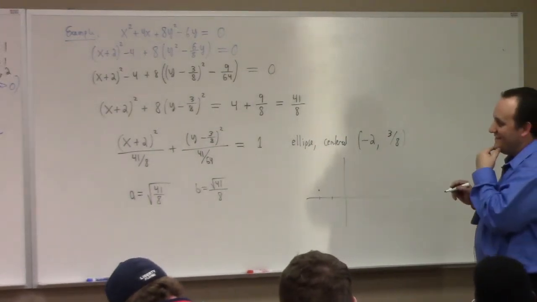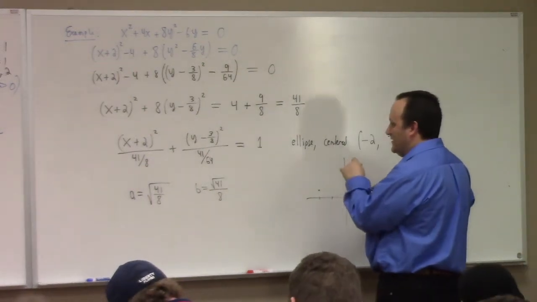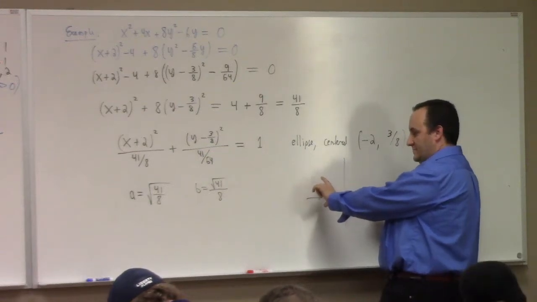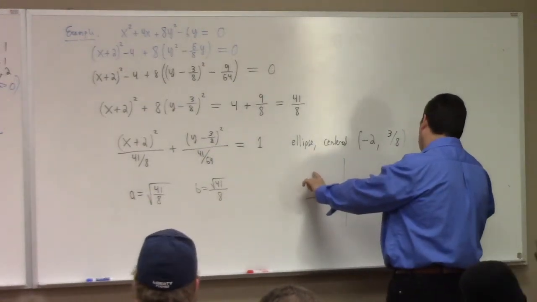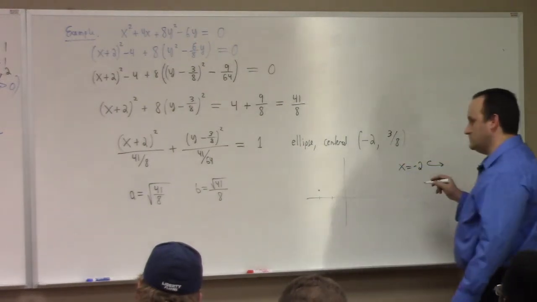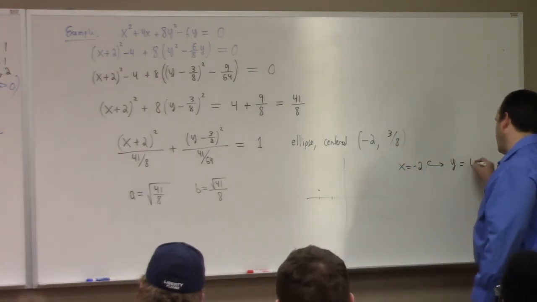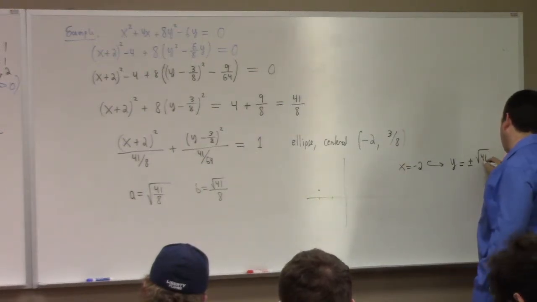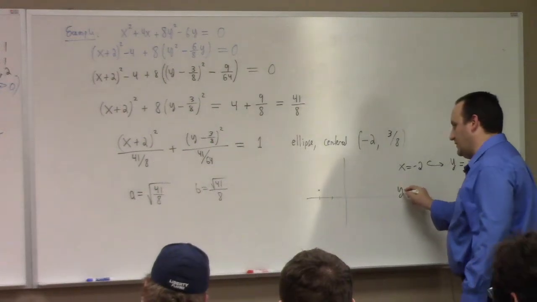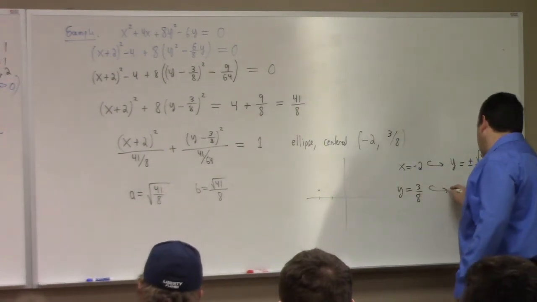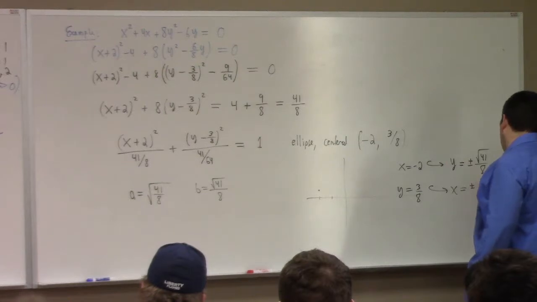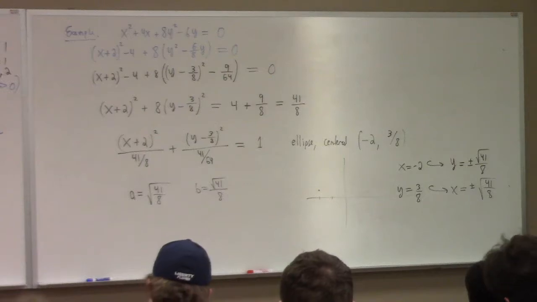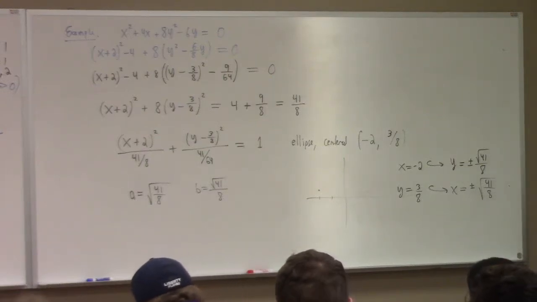It's funny. So if we, let's see here. If you put x equals minus 2, right, what happens with y? Plus or minus the square root of 41 over 8, right? If you put y equals 3/8, you get x equal to plus or minus the square root of 41 divided by 8 inside the root. So that tells you the semi-major and semi-minor axes of the ellipse.